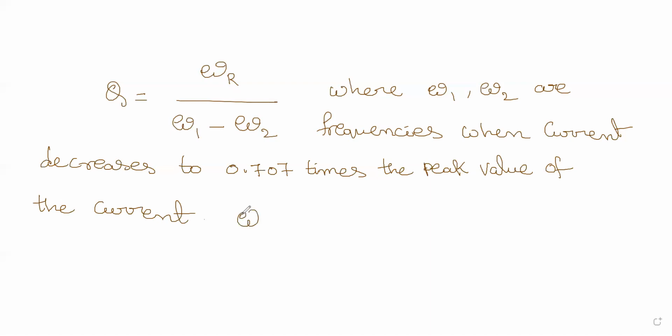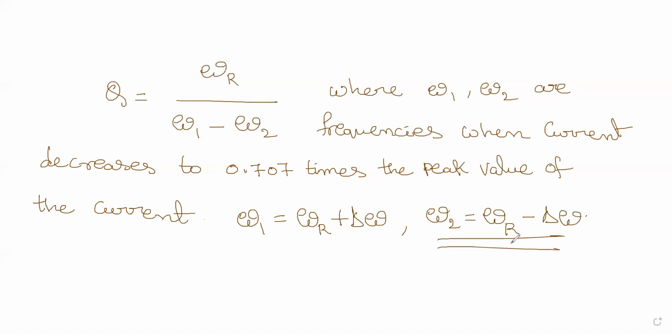Omega 1 can be written as omega R plus delta omega, and omega 2 is omega R minus delta omega, where omega R means resonance frequency. This quality factor test is done at the resonance frequency. Please understand that. That is most important.